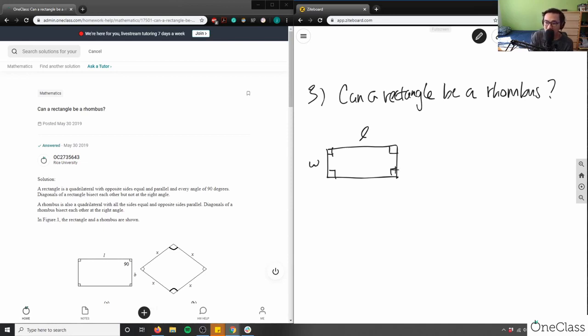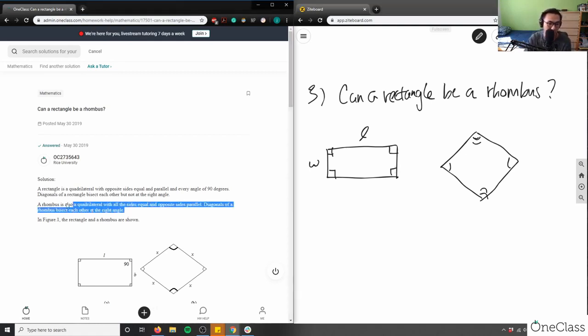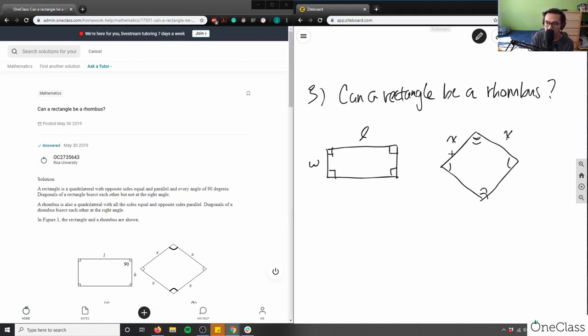And then a rhombus is different, right? A rhombus, how they drew it here, has two angles equal to each other, and these two angles are also equal to each other. All the sides are equal, but the diagonals of the rhombus bisect each other at a right angle. So this here is a rhombus. All the sides are equal, right?